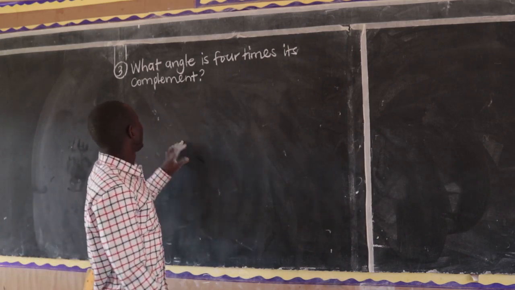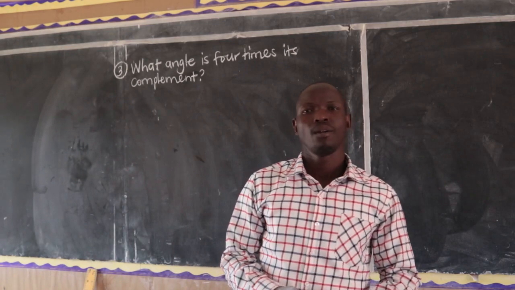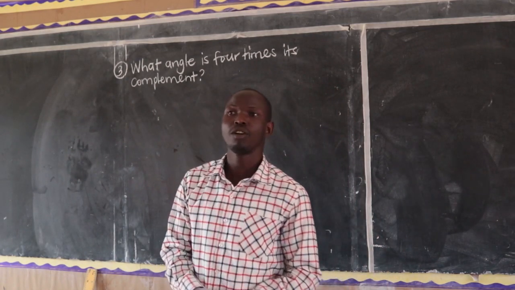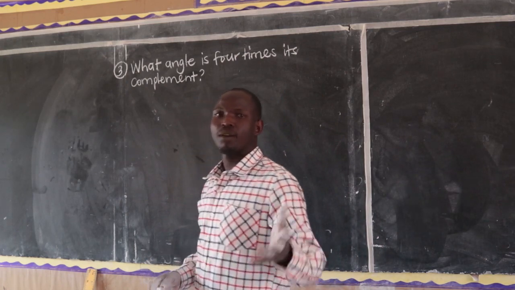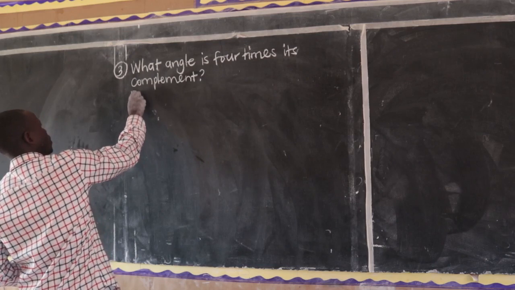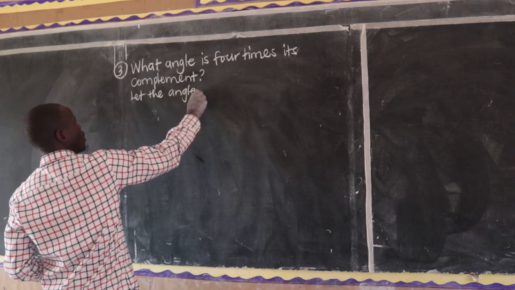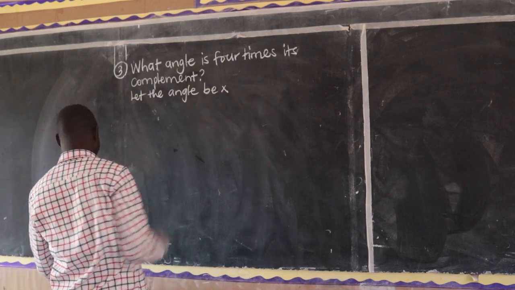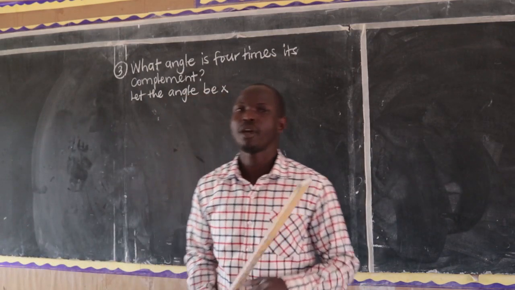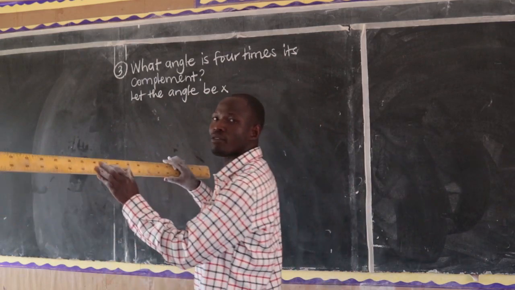We read it as what angle is 4 times its complement? In this case, the angle is not known. For that matter, we shall let the angle be x. After saying let the angle be x, you draw your table of interpretation.